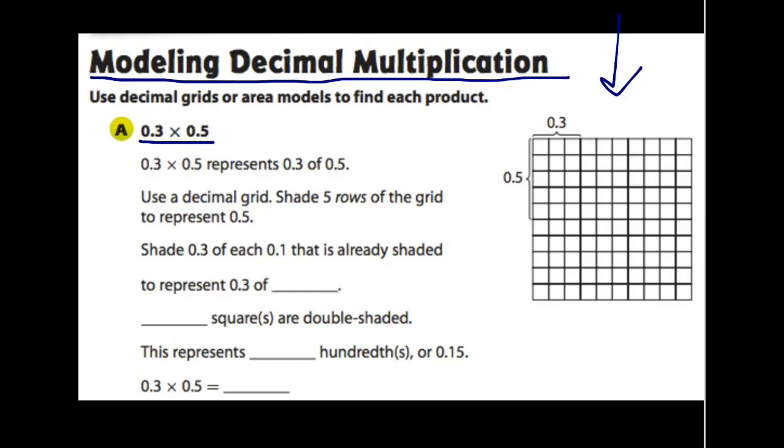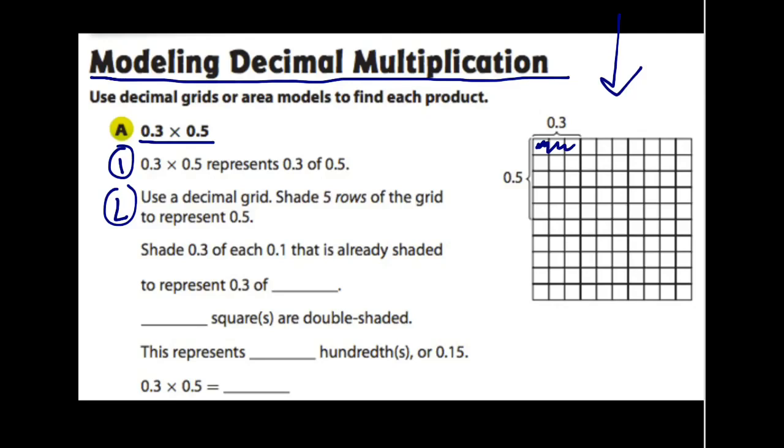So step 1, I'm going to start numbering these steps. Step 1 says 3/10 times 5/10 represents 3/10 of 5/10, so like 3 of that part, 3/10 of that part, 5/10. Use a decimal grid, shade 5 rows of the grid to represent 5/10. So this is number 2. So I'm going to shade in 5 rows of the grid.